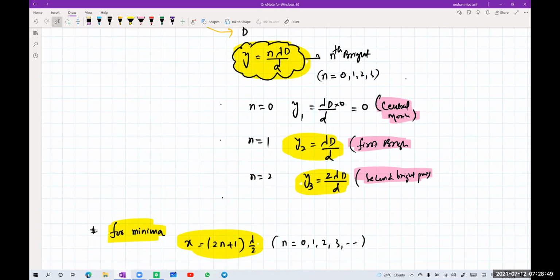Then if I take n equal to 1, y is lambda D by d, that is the first bright point. And for n equal to 2, y is equal to 2 lambda into capital D divided by small d. That is the second bright point. Like that, it will keep forming.